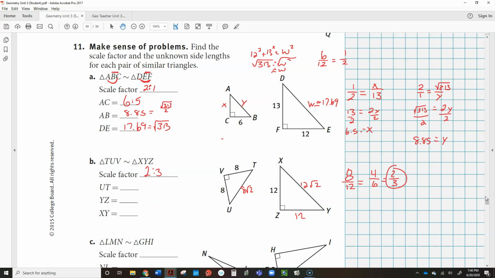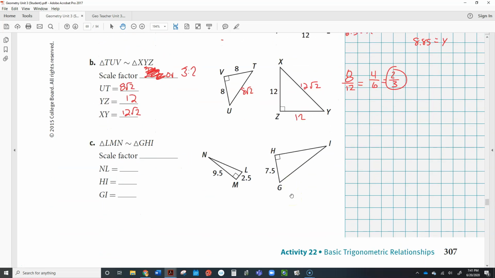And again, I would have probably written it 3 to 2. Should have probably written it 3 to 2 if we're starting with this one and we're going bigger. So 3 to 2 might be more accurate. I think that's the preferred one. So I've already found everything. UT is 8 square roots of 2. YZ was 12. And XY was 12 square roots of 2.